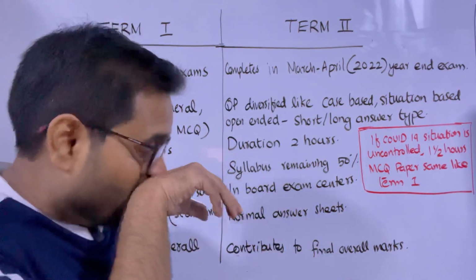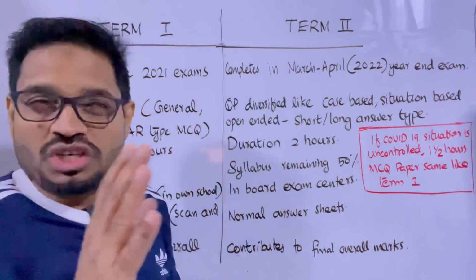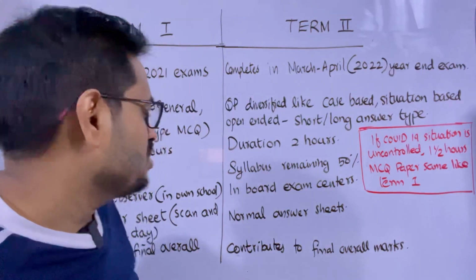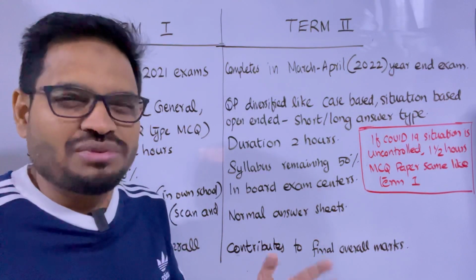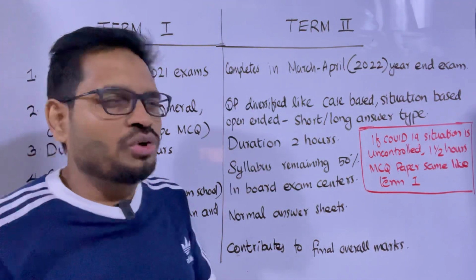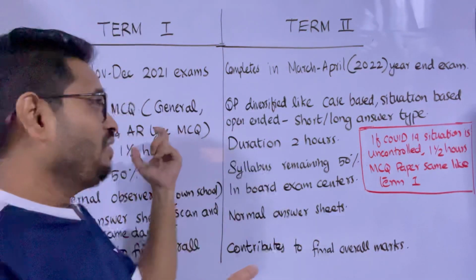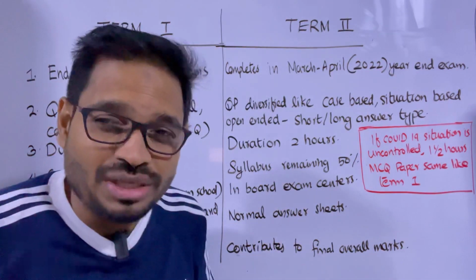The exams are not written in your school for sure. You will be taken to the board's exam centers under the normal supervision of external examiners. And normal board answer sheets, as usual, will be provided to students, and this also contributes to the final overall marks. Exactly 50-50 of the marks of term 1 and term 2 will be taken into account.